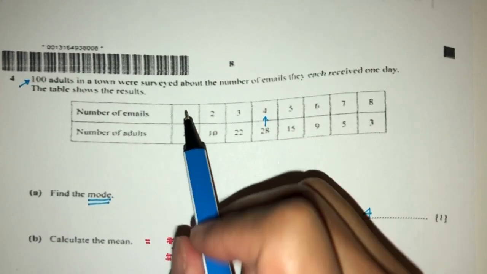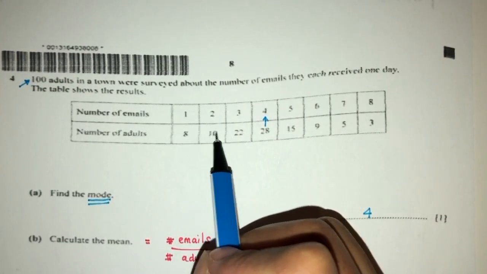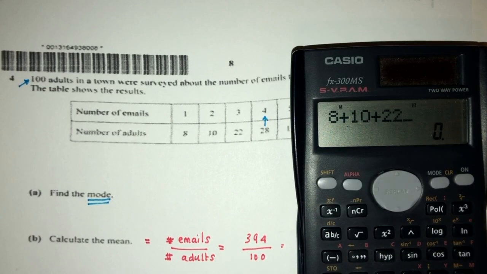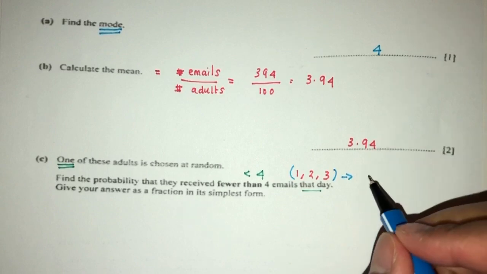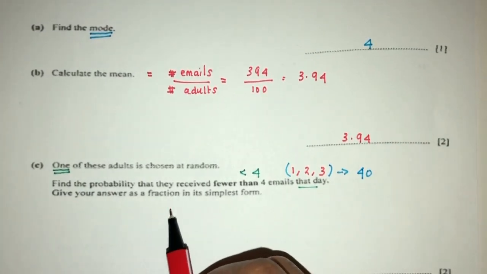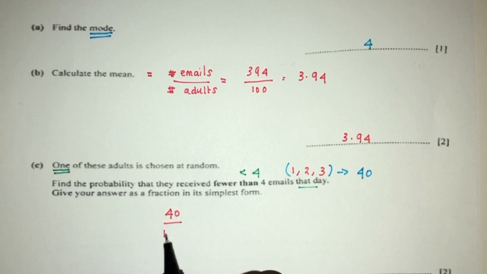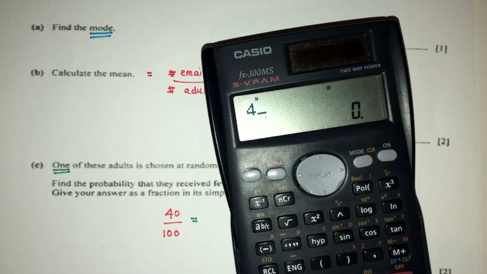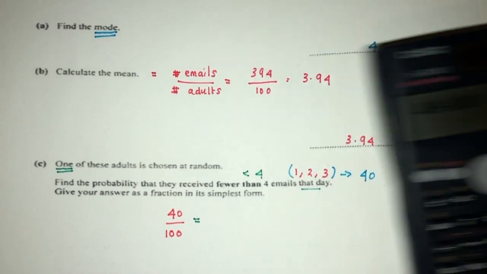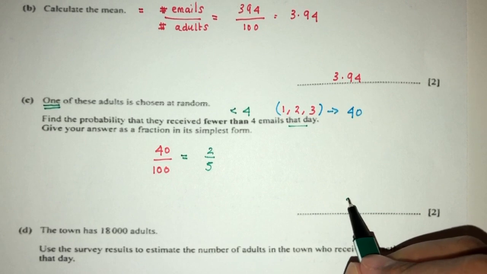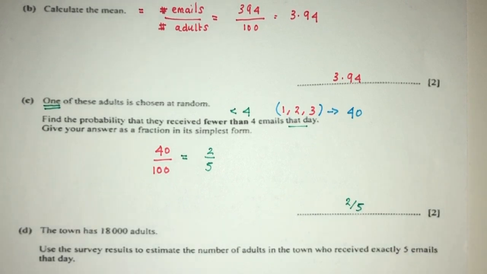So here we have 1, 2, 3. So we have this and this and this. So we have 8 people plus 10 and plus 22. There will be 40 people in those 3 groups. So the chance of choosing one of them will be 40 people over 100, which is the total number of people in the whole survey. So now we have to simplify. 40 divided by 100, that will be 2 over 5 as a fraction in its simplest form. That will be part c of the question.